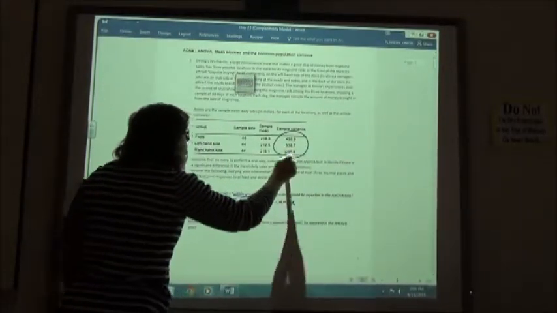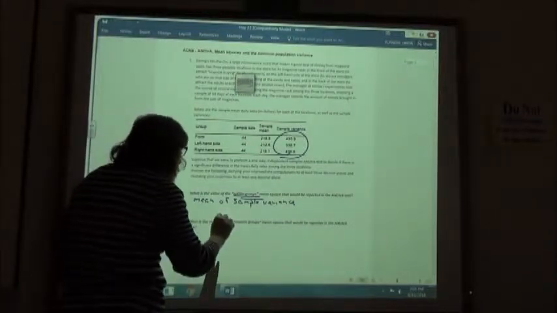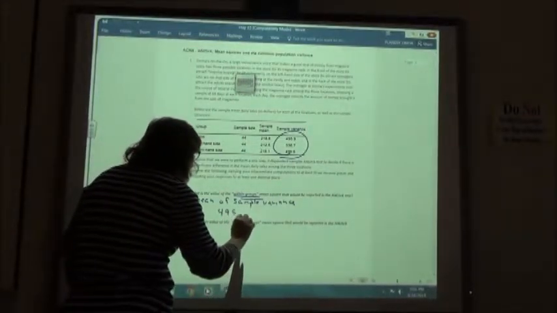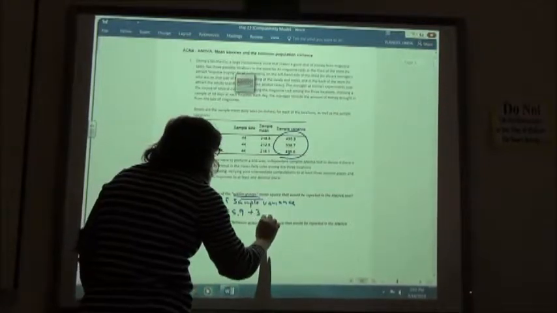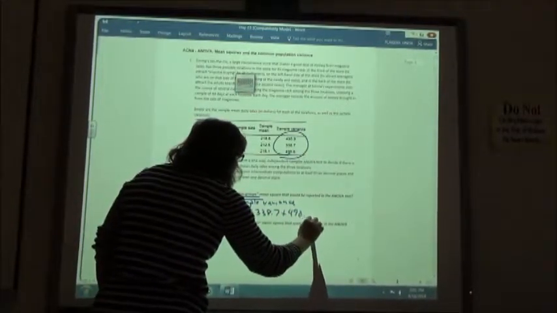To find the mean of our sample variance, we're going to add all those numbers up and, in this case, divide by 3 since there's 3 numbers on our list. So we're going to take the 495.9 plus the 338.7 plus the 490.6.